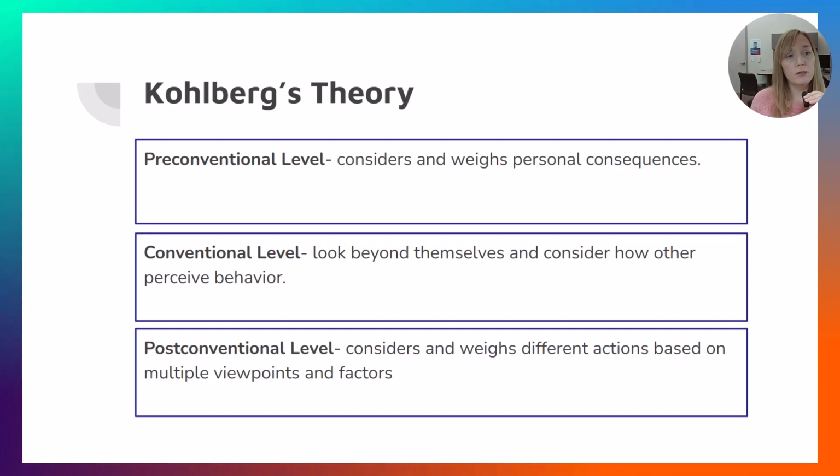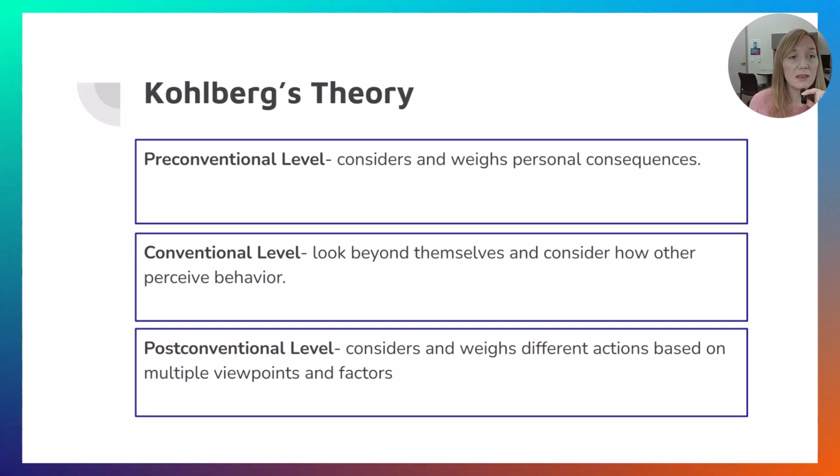And then after you go through those two levels, you would move into the post-conventional level where you start weighing different actions and different viewpoints and factors. So you're taking in multiple contexts. So it's not I can or I can't. There's shades of gray, right? I can maybe do a little bit. I might do this action in this circumstance, but not another circumstance.